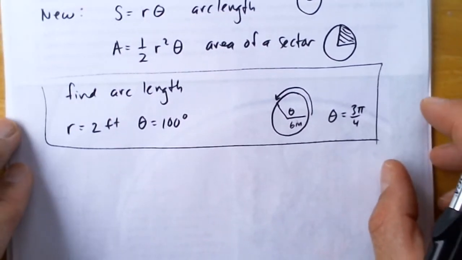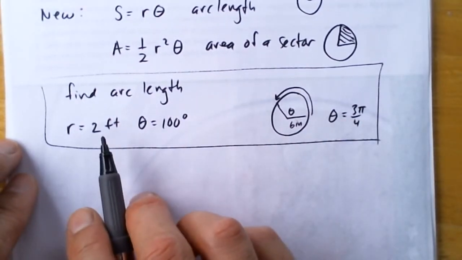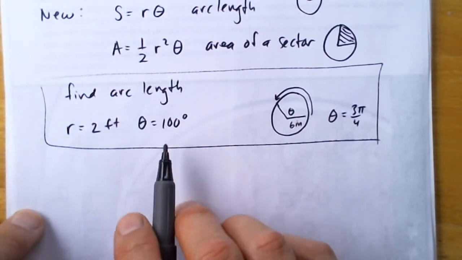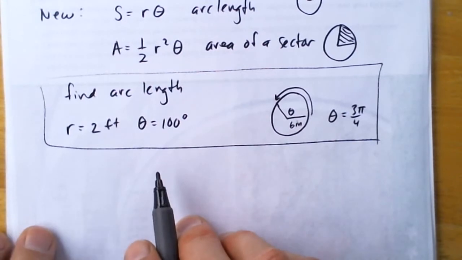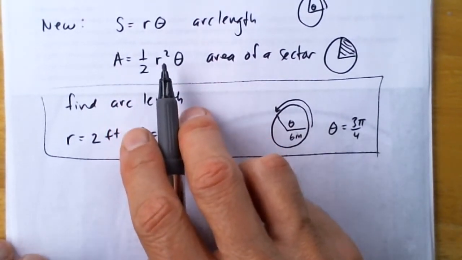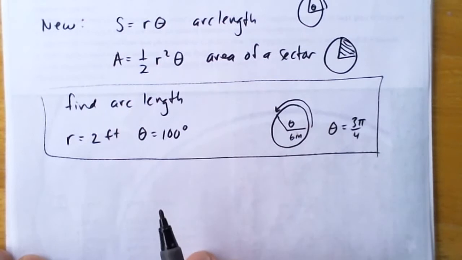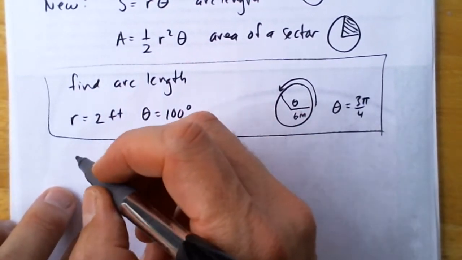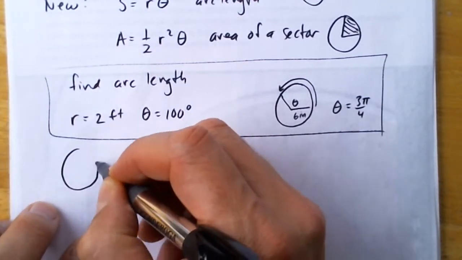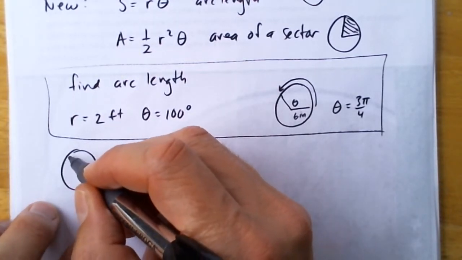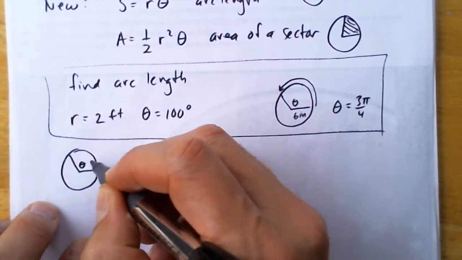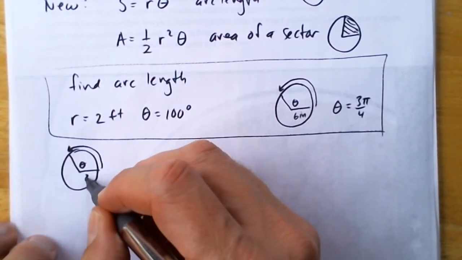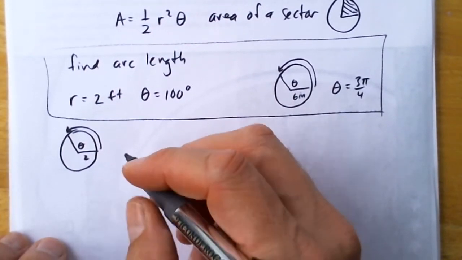Alright, so find the arc length if the radius is 2 feet and the angle is 100 degrees. One more thing, we can't use either formula unless theta is in radians. So we know we're dealing with something like this, where theta is 100 degrees. We're going to find the length around the circle of a radius 2.